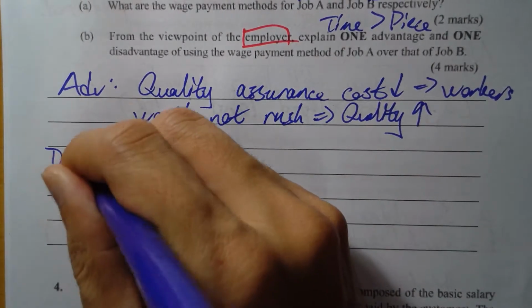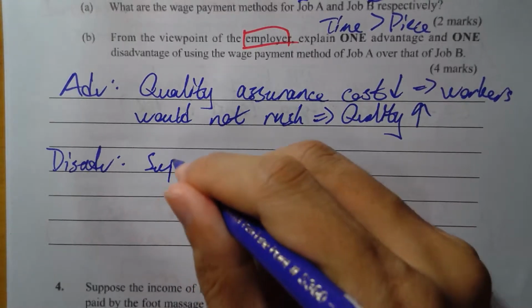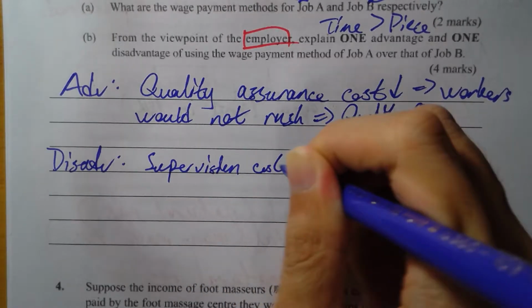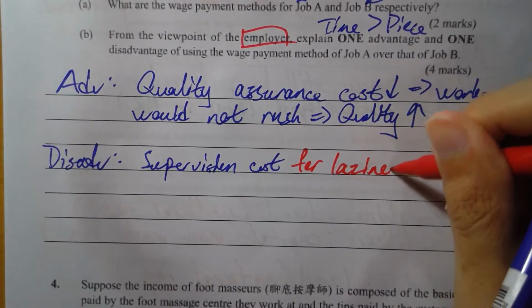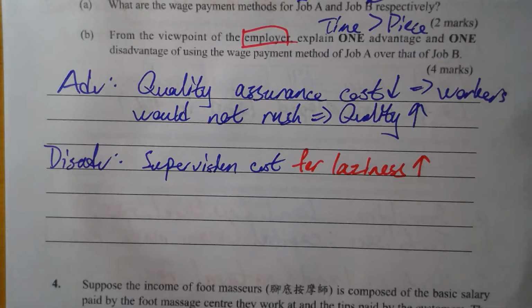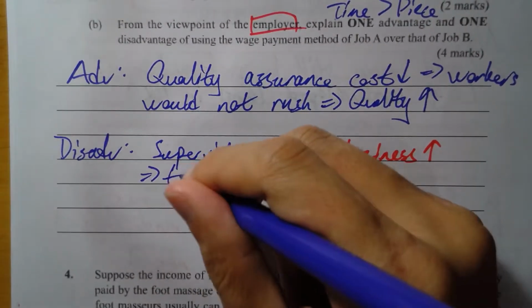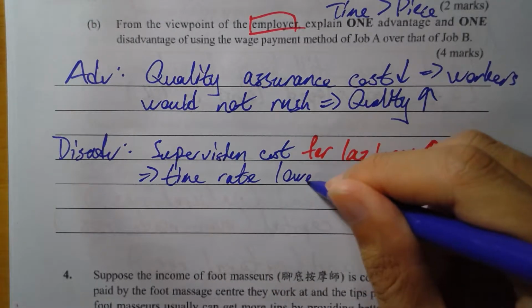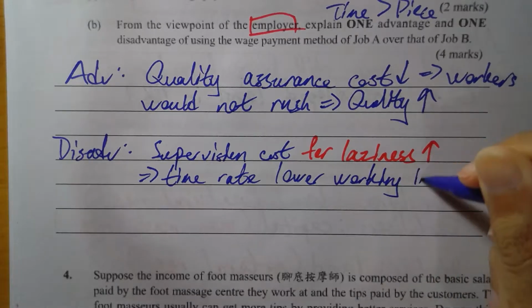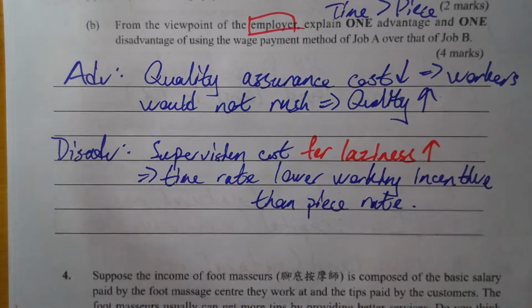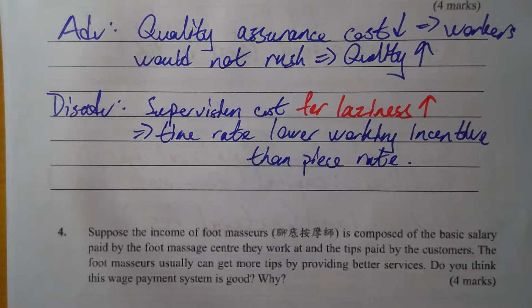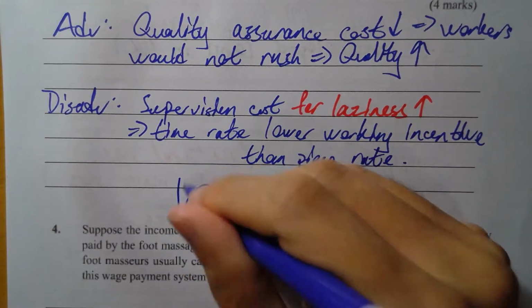Now, one disadvantage is that the supervision cost. 嗱，唔好就 supervision cost 寫清楚 for what, not for quality, for laziness would be higher, right? Would be higher. Simple, because time rates will have lower working incentive than piece rate 嘛，係咪啊？啲人做又36，唔做又36，梗係唔做啦。大家讀 econ 噶嘛, right? So this is one. Again, this kind of question, I don't want to waste your time here. Just 4 letter. Okay, now this one you already know it.